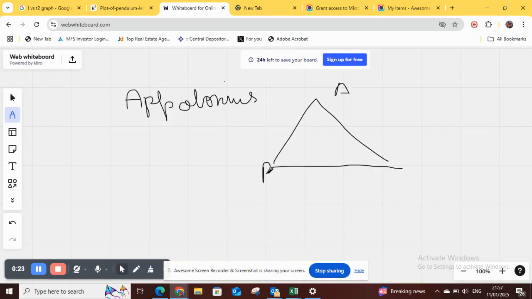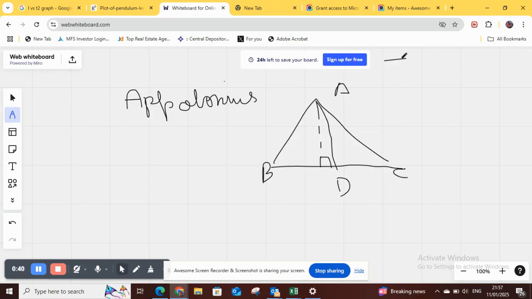ABC is a triangle, and we will draw a median. Let's say this is a median AD, and we also have to draw a perpendicular line that is this angle 90 degrees.